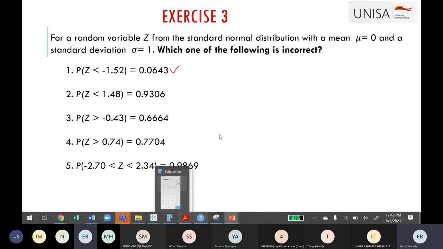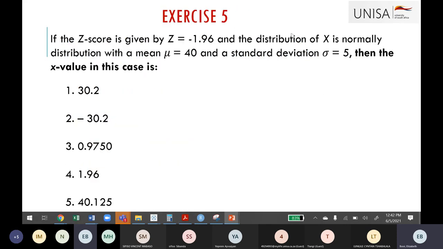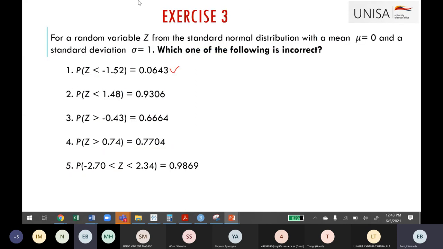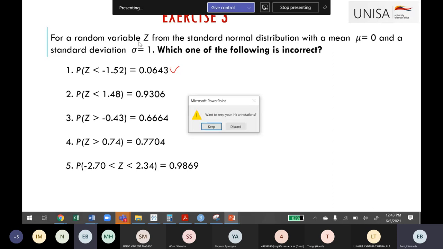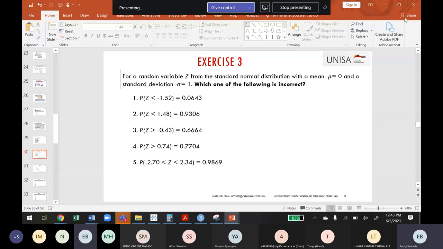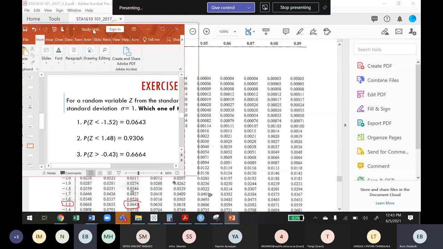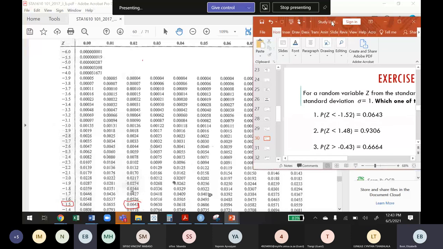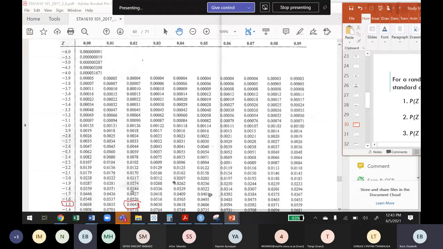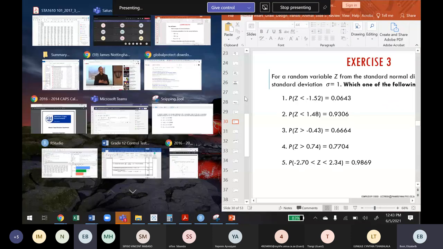So you're going to go to the table. I'm going to make my screen go out of the presentation mode. And I'm going to make it smaller so that we can have the table as well on the view.